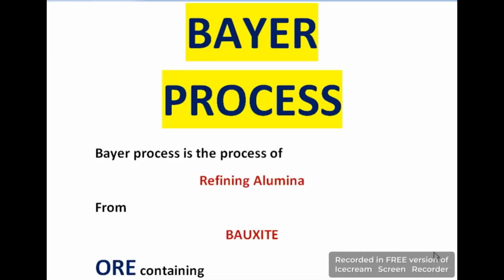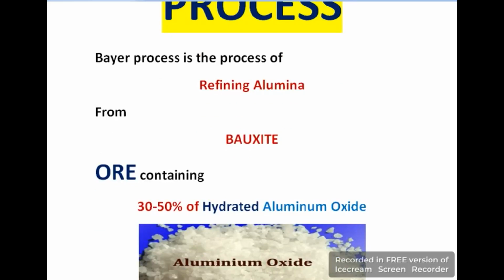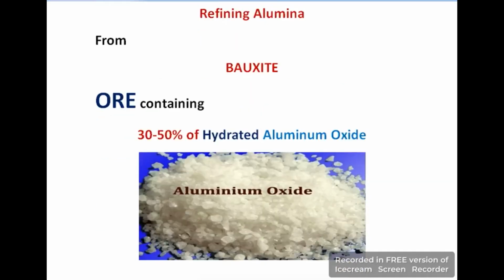Bayer process. It is an industrial process in which pure aluminium is extracted from its ore, which is bauxite. So that raw bauxite contains 30 to 35% hydrated aluminium oxide. So it means that the ore has moisture in it.